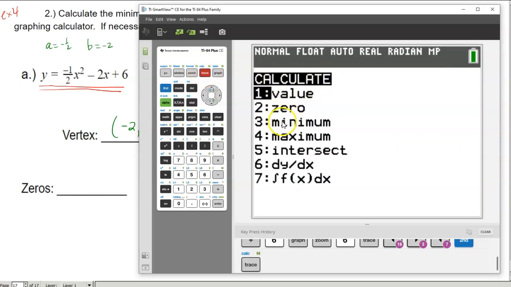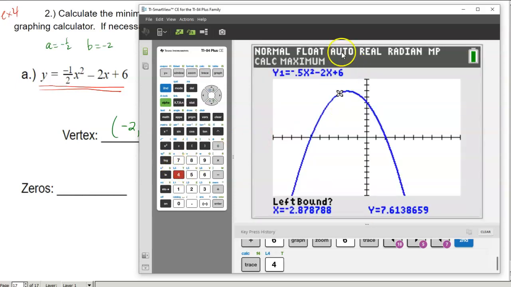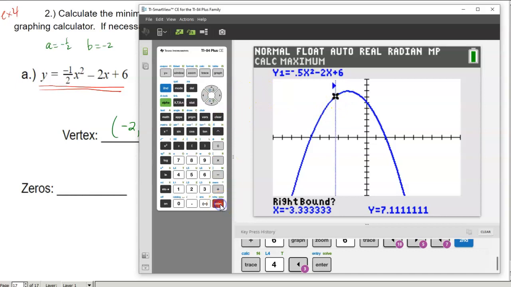And you can say, in this case, I want to find the maximum value, because this graph has a maximum value, not a minimum. So I'm going to click on 4, and then it's going to say, okay, click somewhere to the left of the vertex. We just make sure that we click somewhere to the left of the vertex, and click on enter.